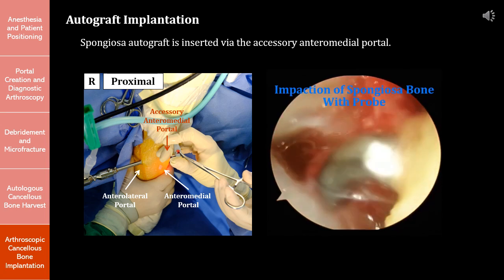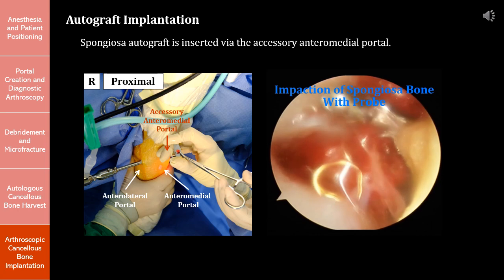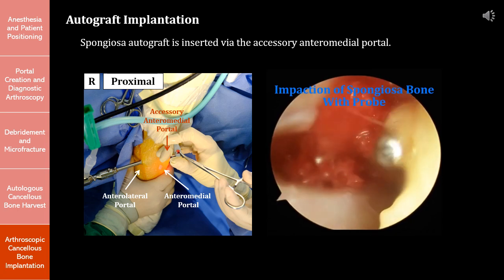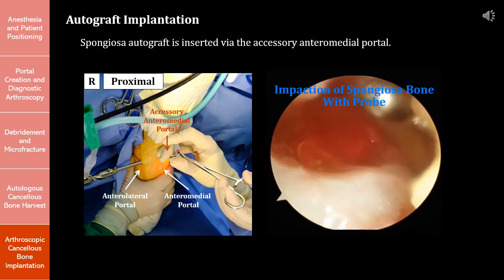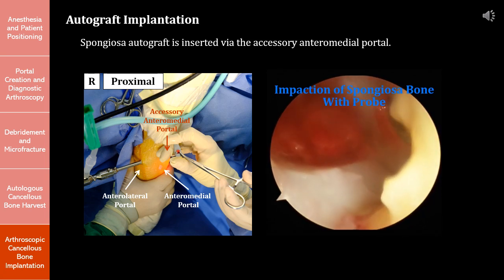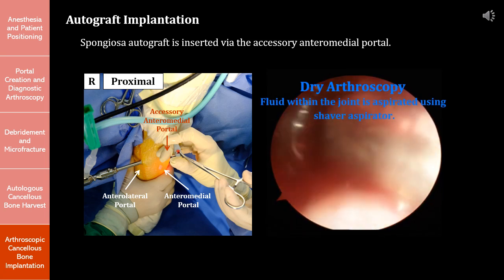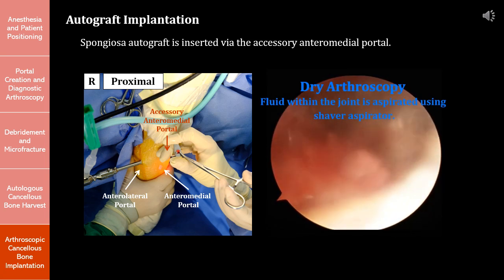The graft is impacted with probe and curette. A flattened surface even at the level of the subchondral bone is maintained. After the ankle joint is extended and flexed for several cycles, position of the spongiosa autograft is re-examined to ensure it is fixed in the defective area.